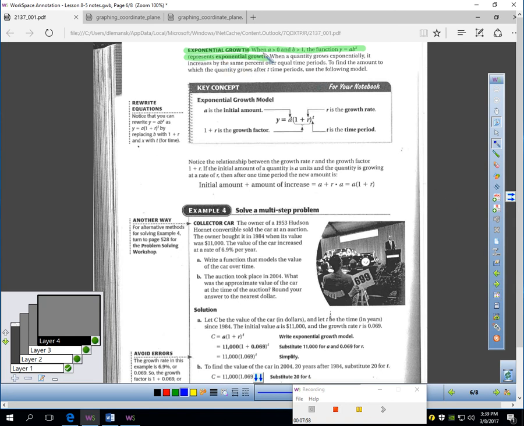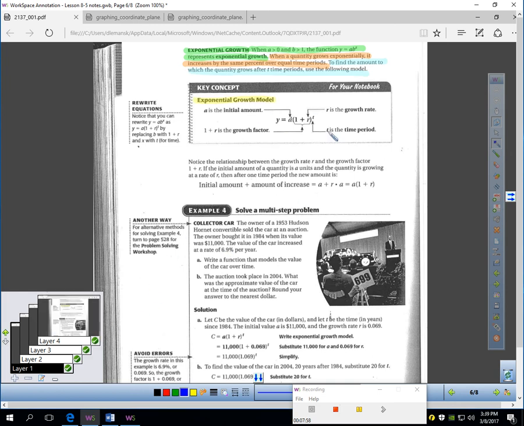Exponential growth is when there's a model for that right here. When a is greater than 0 and b is greater than 1, the function y equals a times b to the x power, exponential growth, would represent growth. That means that the values will keep increasing. When a quantity grows exponentially, it increases by the same percent over equal time periods. To find the amount to which the quantity grows after t time periods, use this model.